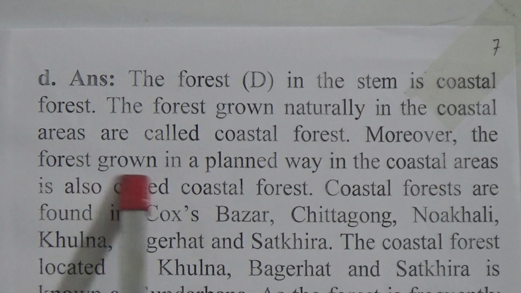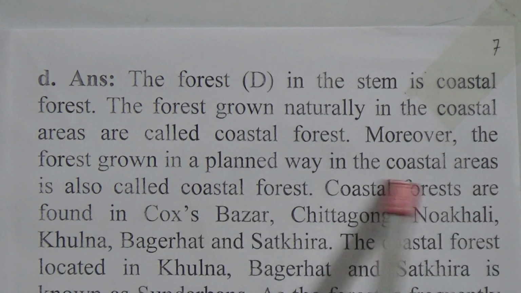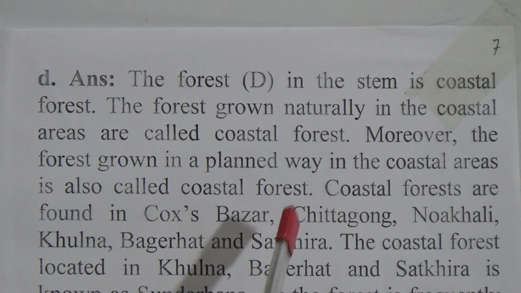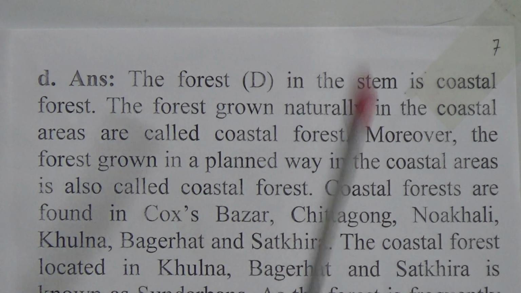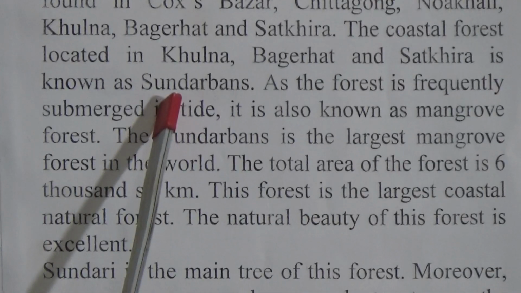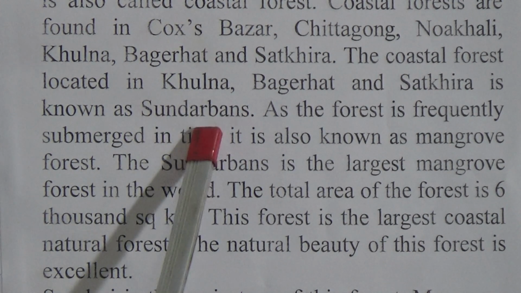Moreover, the forest grown in a planned way in coastal areas are also called coastal forests. Coastal forests are found in Coxsbazar, Chittagong, Noakhali, Khulna, Bagerhat, Satkhira. Okay, these are available in these districts. The coastal forest located in Khulna, Bagerhat and Satkhira is known as Sundarban. That means here we have already known Sundarban is a coastal forest.